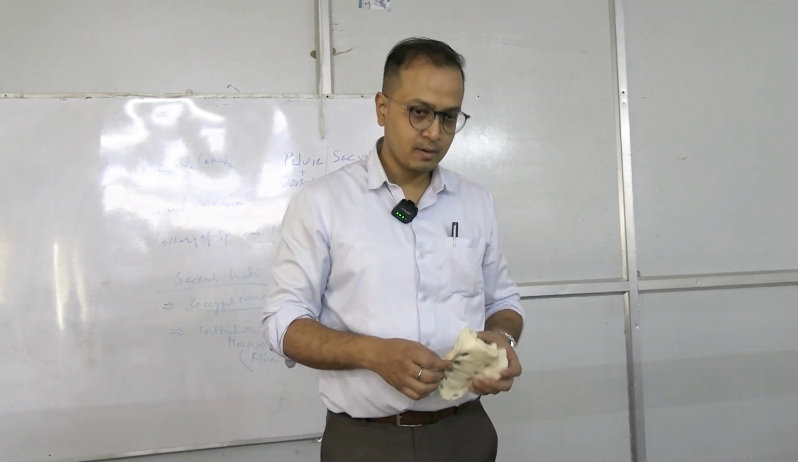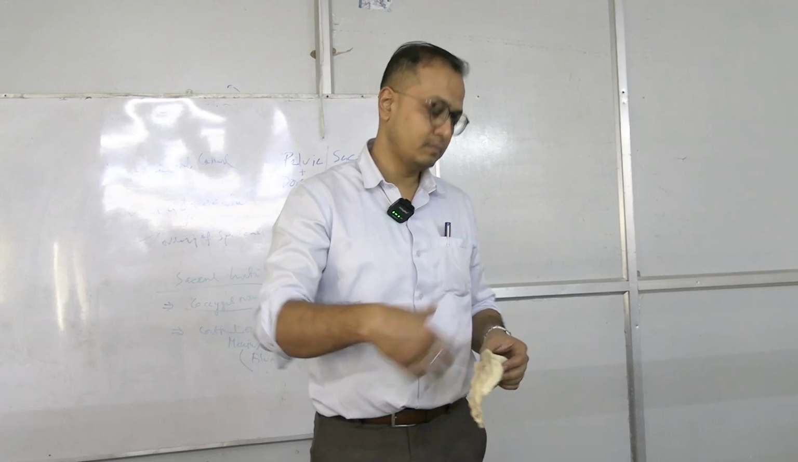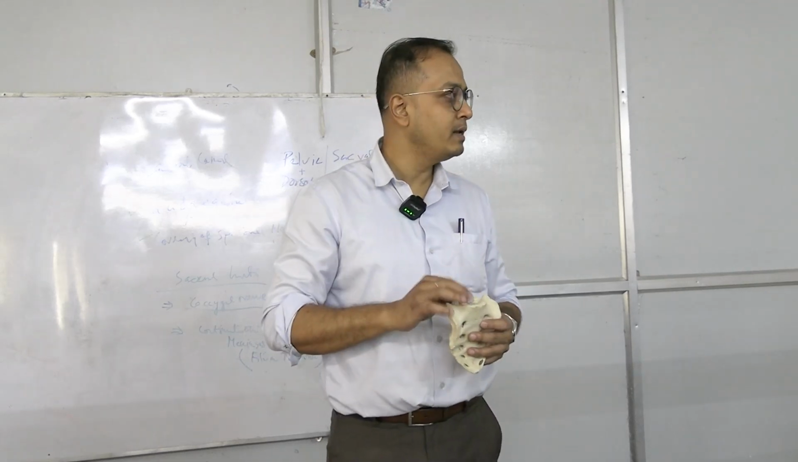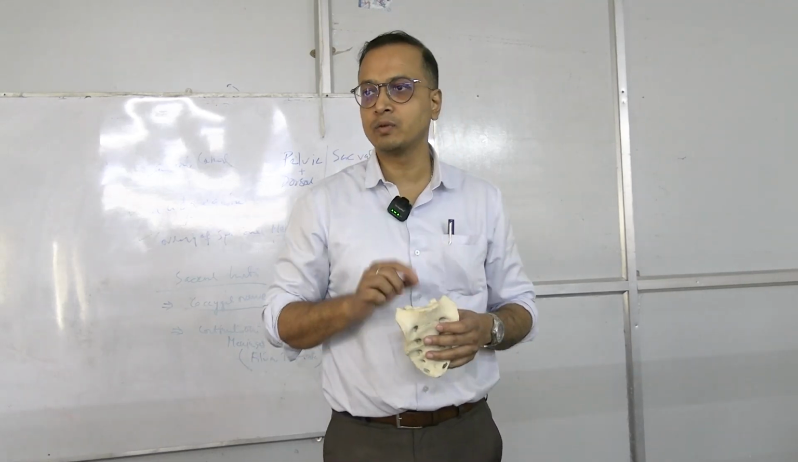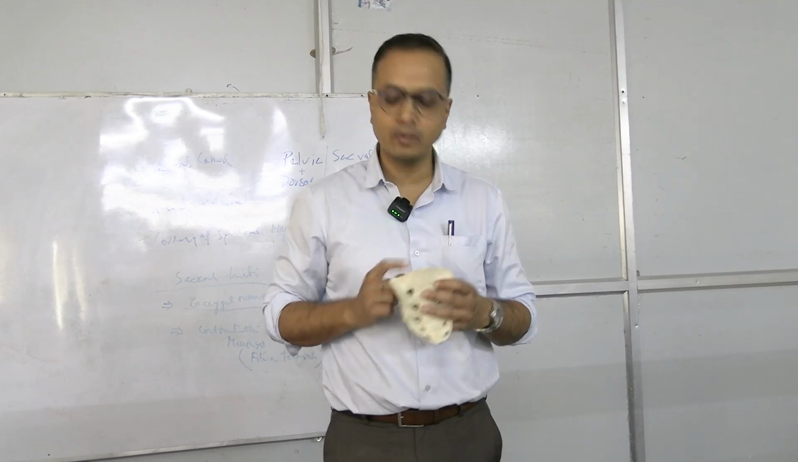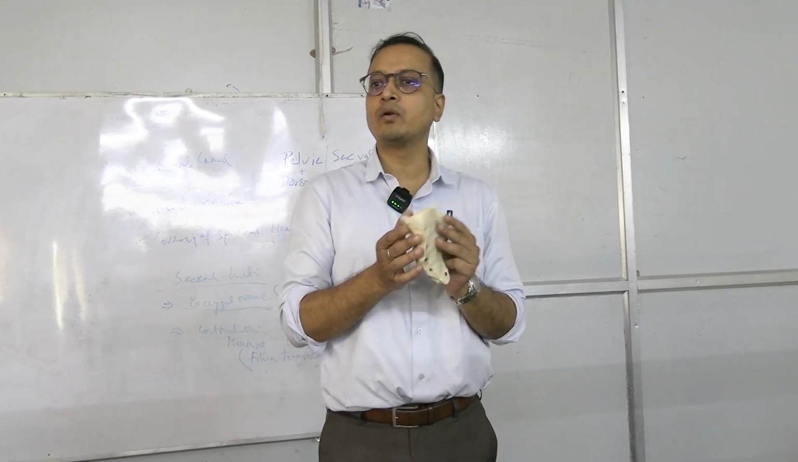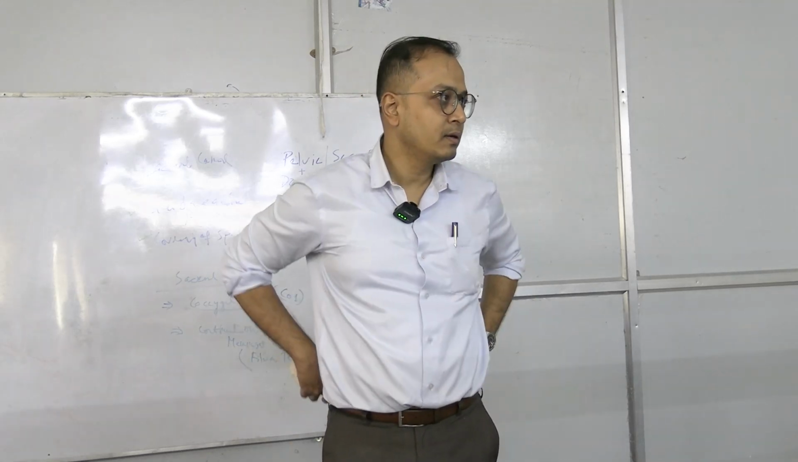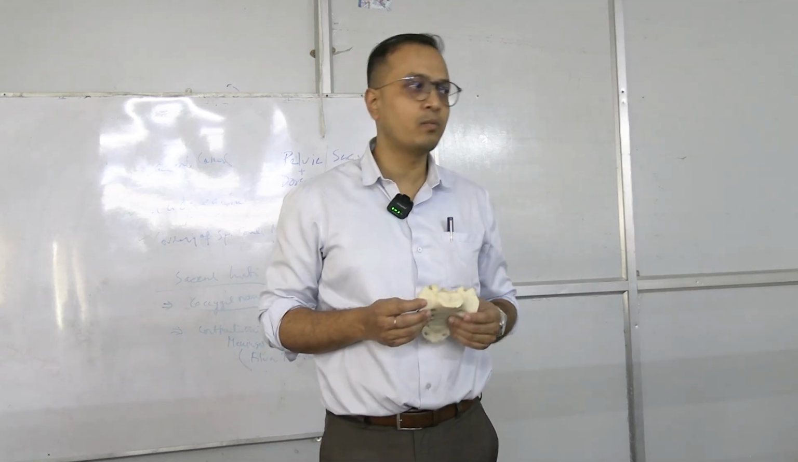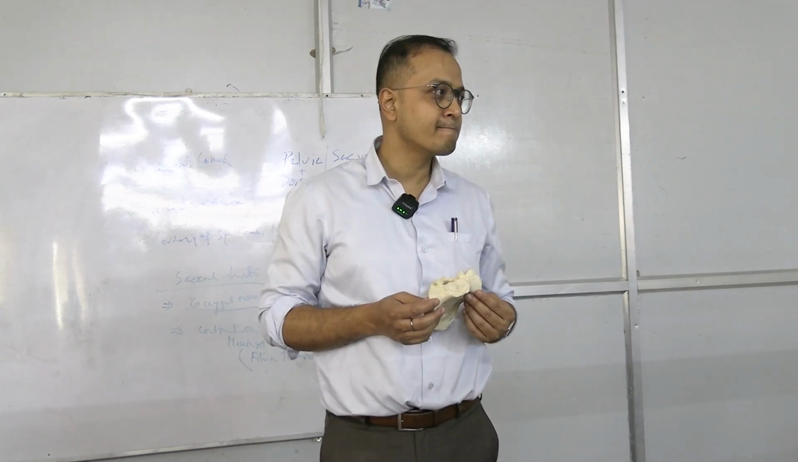Remember that? And it will be coming again, right? So it will remain as cartilage itself. So it will be a cartilaginous joint, a secondary cartilaginous joint. What kind of joint will be on the sides? The sacroiliac joint. What type of joint will be there?